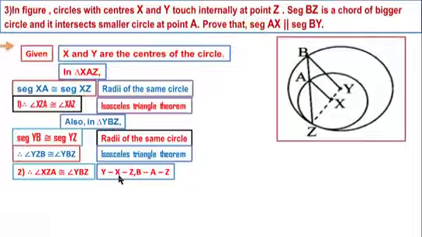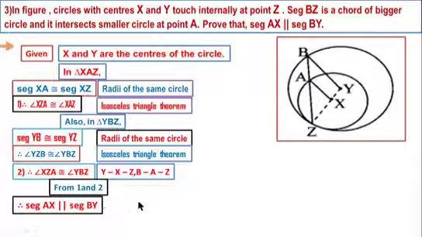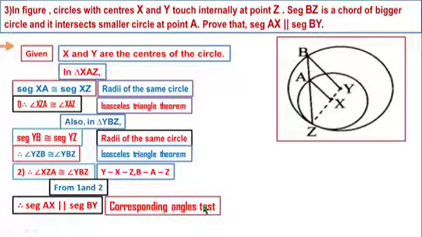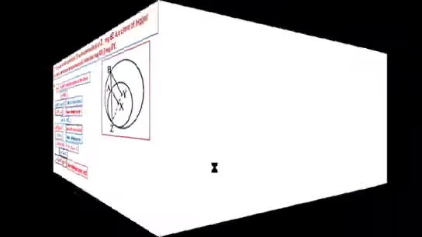From 1 and 2, segment XA is parallel to segment BY, by the corresponding angle test.